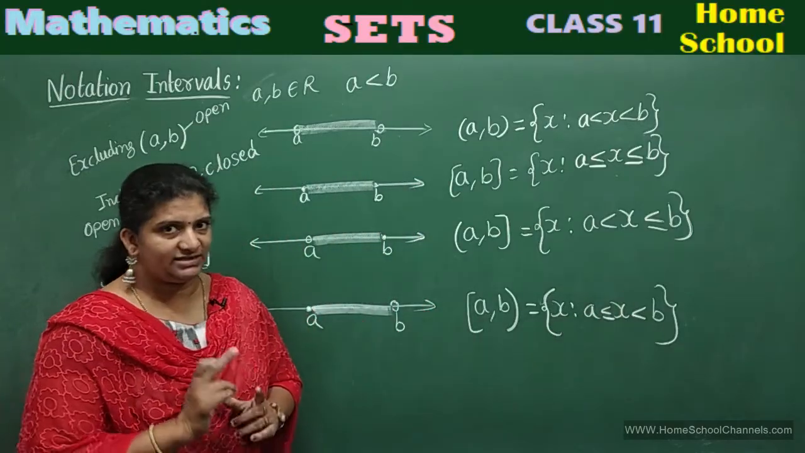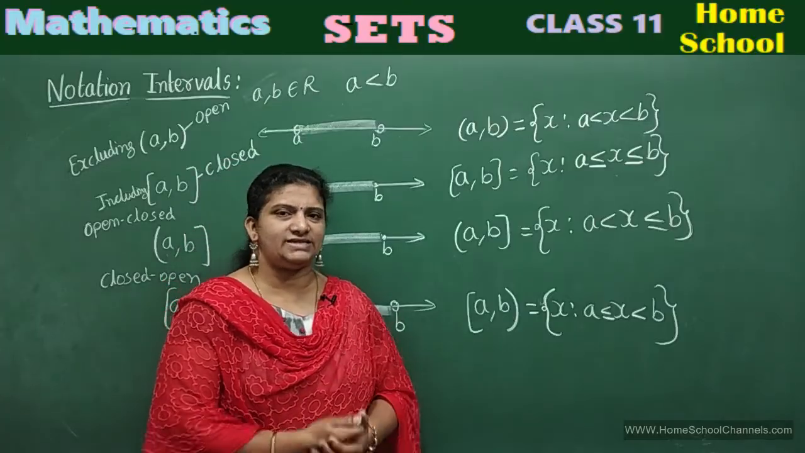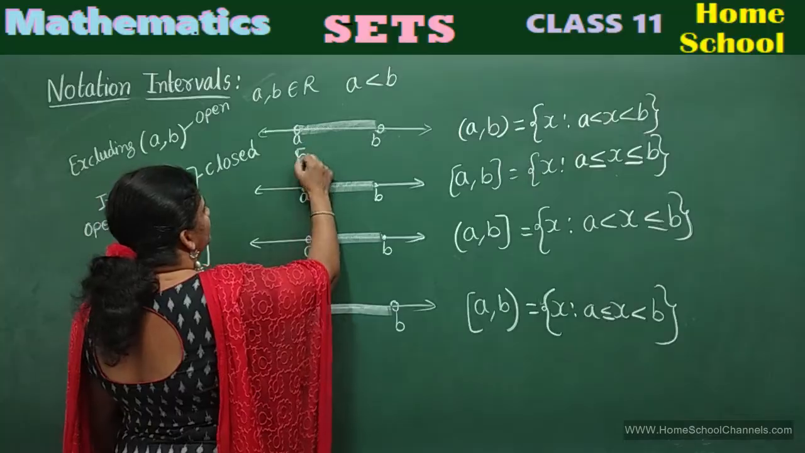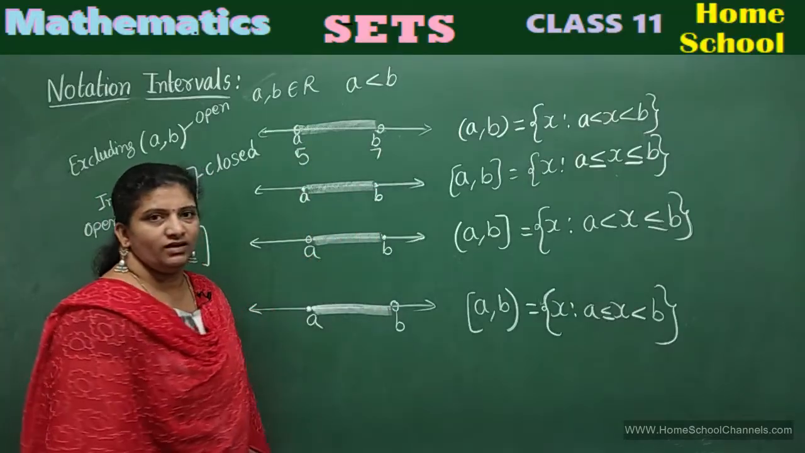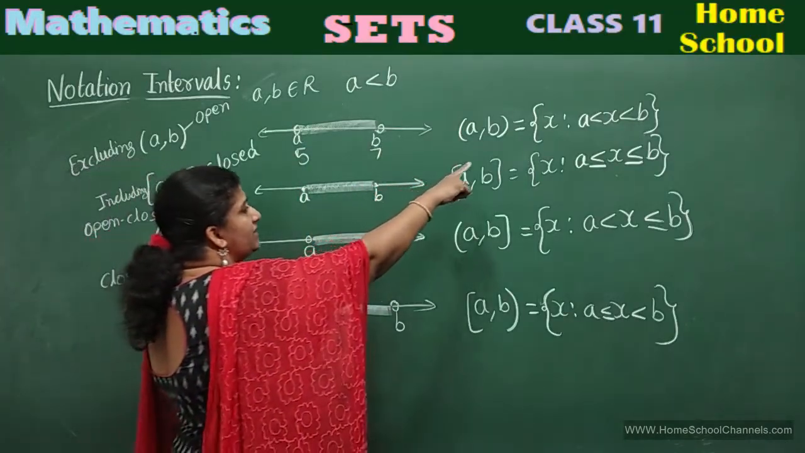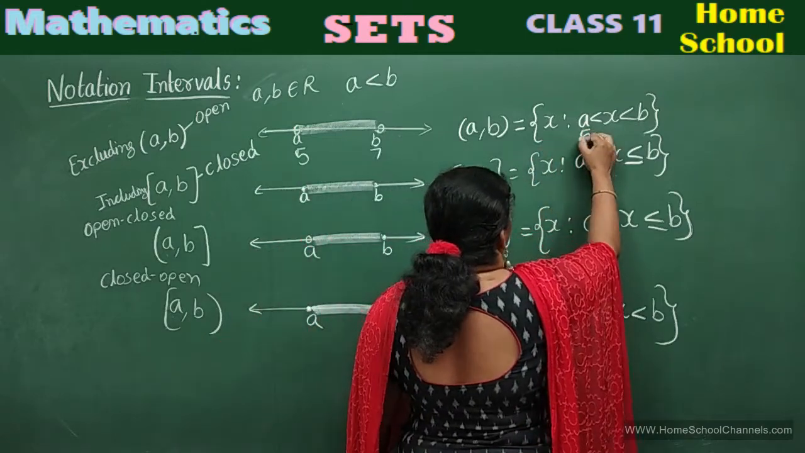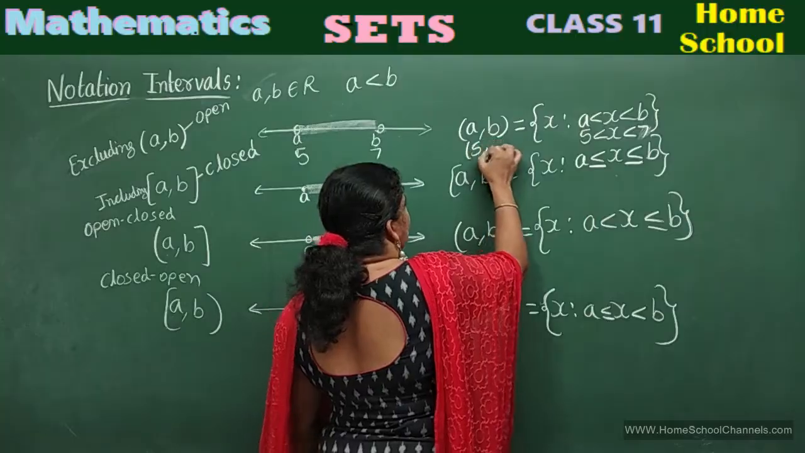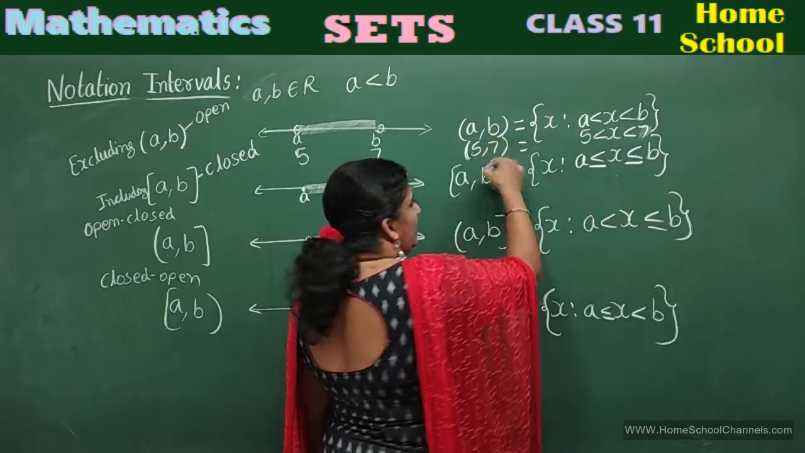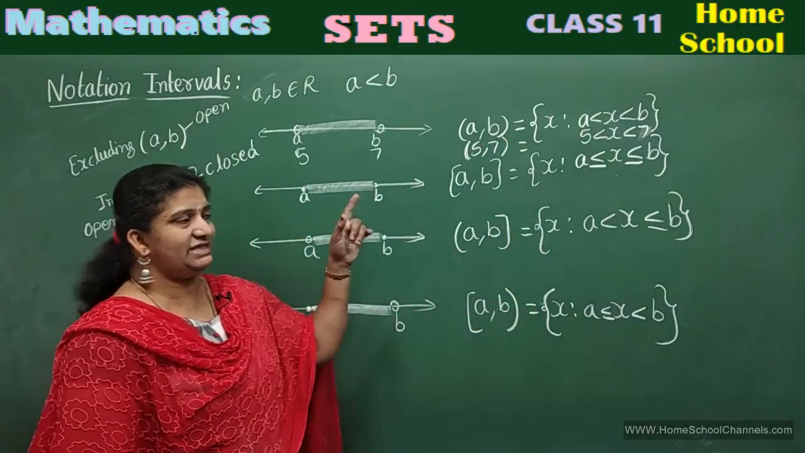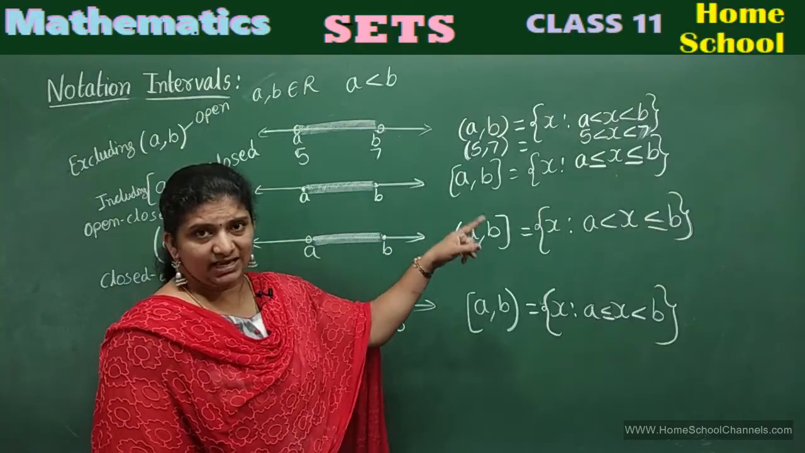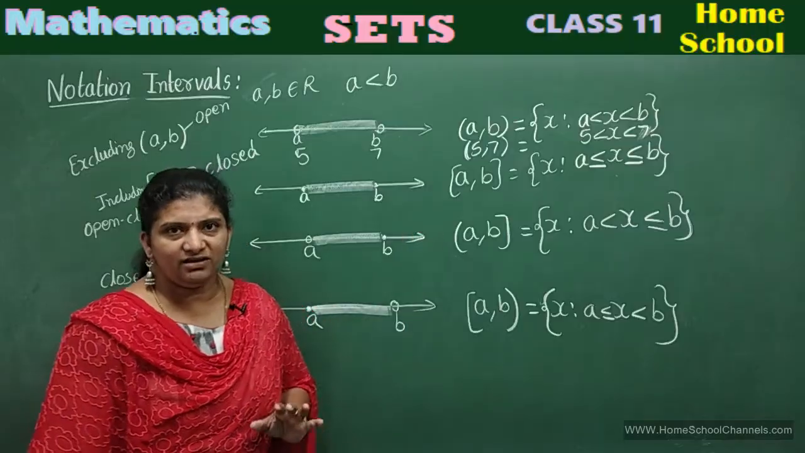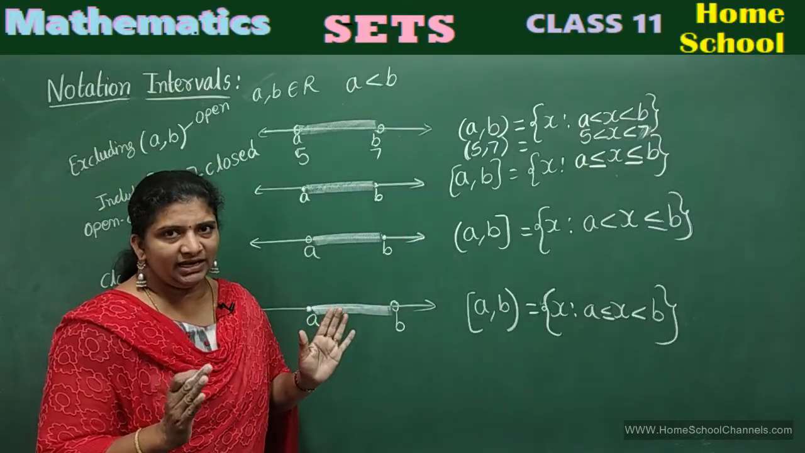Okay, now we are going to understand this by taking a small example with numbers. Right? 5, 7. Okay, here what happens when I write this? So 5, 7 open interval. How are we going to write? X such that X is greater than 5, less than 7. 5 and 7 won't be there in it.